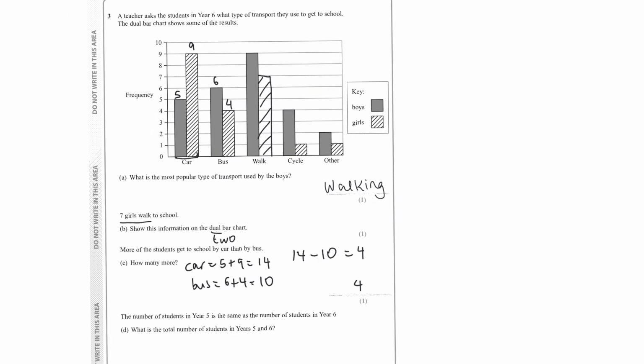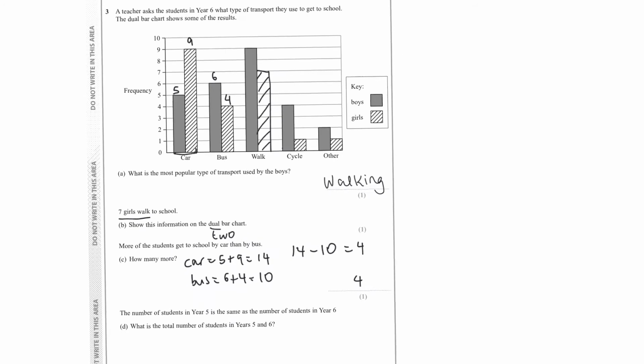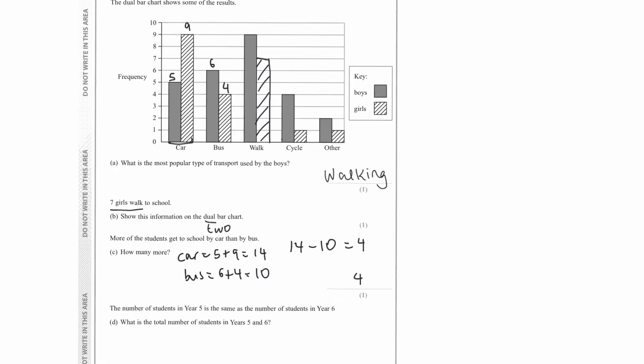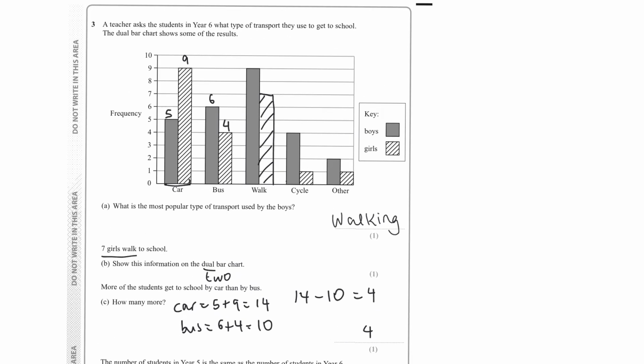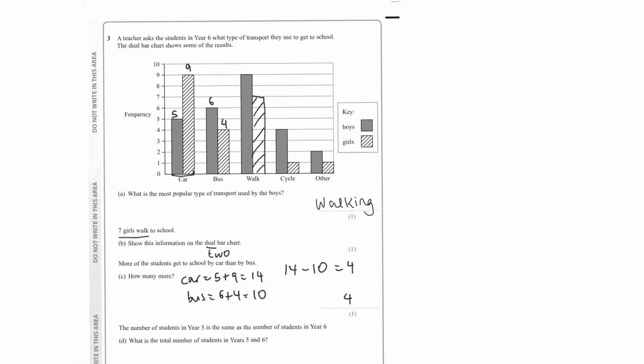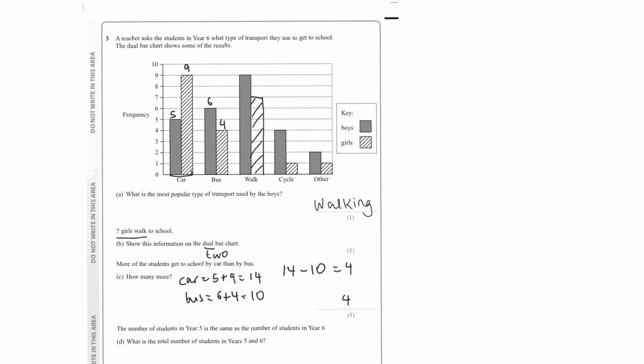And then part D of the same question says the number of students in year five. So if I zoom in here, it says the number of students in year five is the same as the number of students in year six. What is the total number of students in year five and year six? Well, if we have a look at the beginning of the question, this is why it's very important to read the question carefully. It says that this bar chart is showing the students in year six.